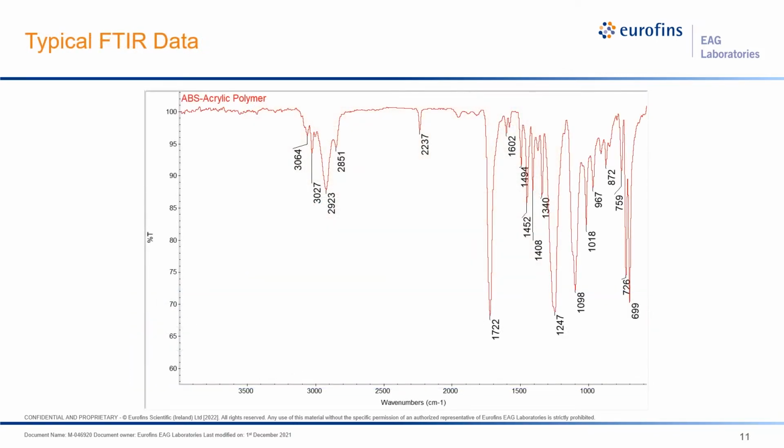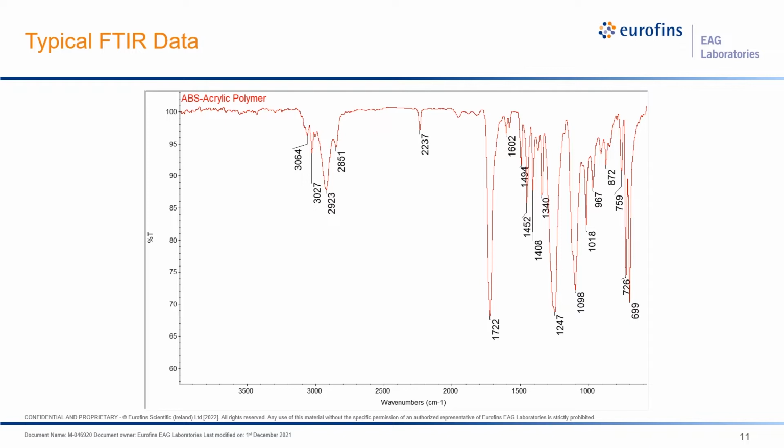So let's take a look at a specific example. Here we have an FTIR spectrum of a polymer, a copolymer material, ABS and acrylic. Here we have the percent transmission, and here we have the wave numbers. And notice the convention with FTIR is to have the wave numbers in decreasing order, starting around 4,000 for the mid-IR range, going all the way down to 500.